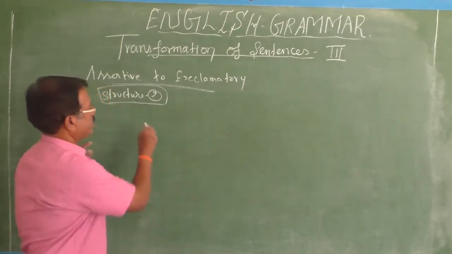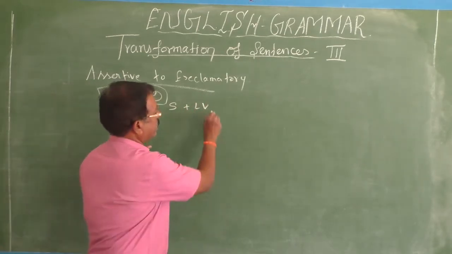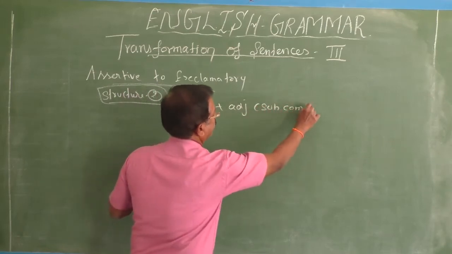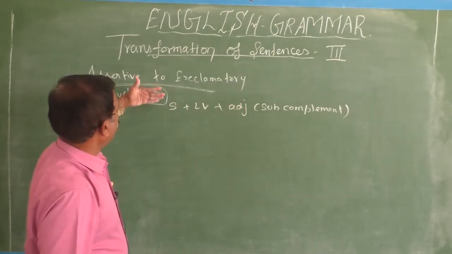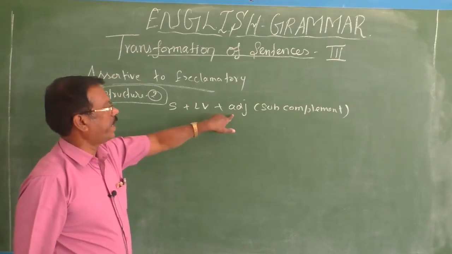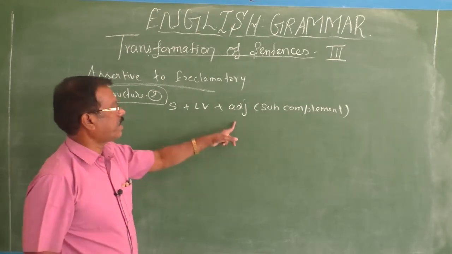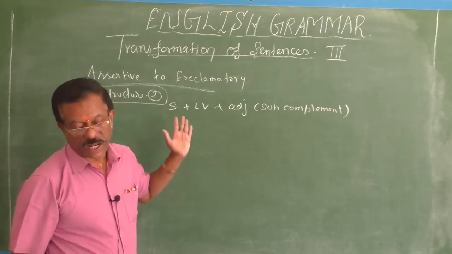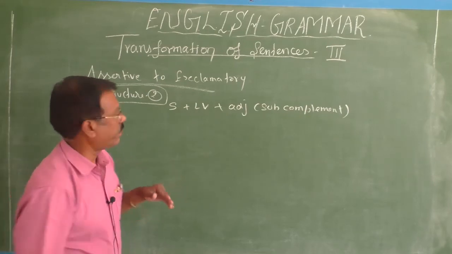See the structure: subject plus linking verb plus adjective as a subject complement. Keep one thing in your mind, children. What you have seen already, that is structure 1. In that structure you have noun phrase as a subject complement, but in structure 2 you have an adjectival phrase as a subject complement. So you should know the difference. Okay, fine. Then if you have this structure in an assertive sentence, you have to change it into an exclamatory sentence in such a way.